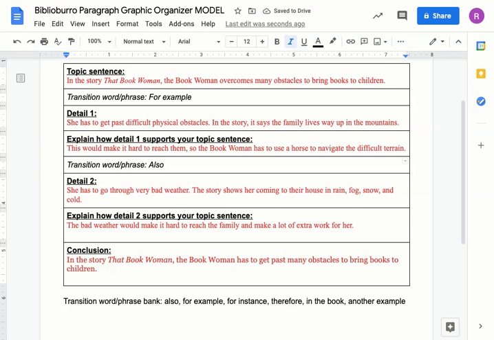Let's read it again to see how it sounds. This would make it hard to reach them, so the bookwoman has to use a horse to navigate the difficult terrain. Also, she has to go through very bad weather. The story shows her coming to their house in rain, fog, snow, and cold. I think that sounds really good because when we're saying also, we're saying another detail or in addition to.